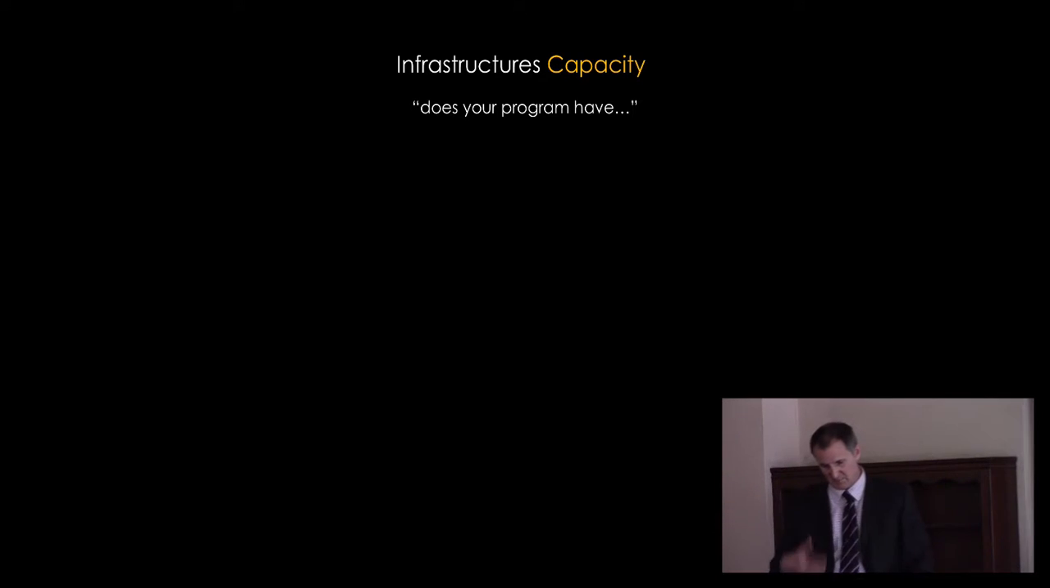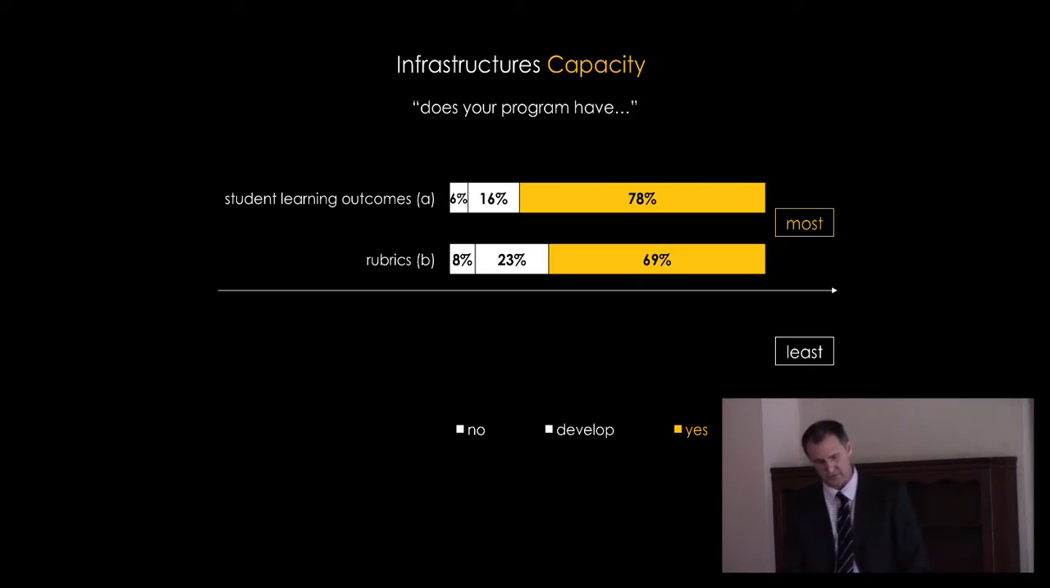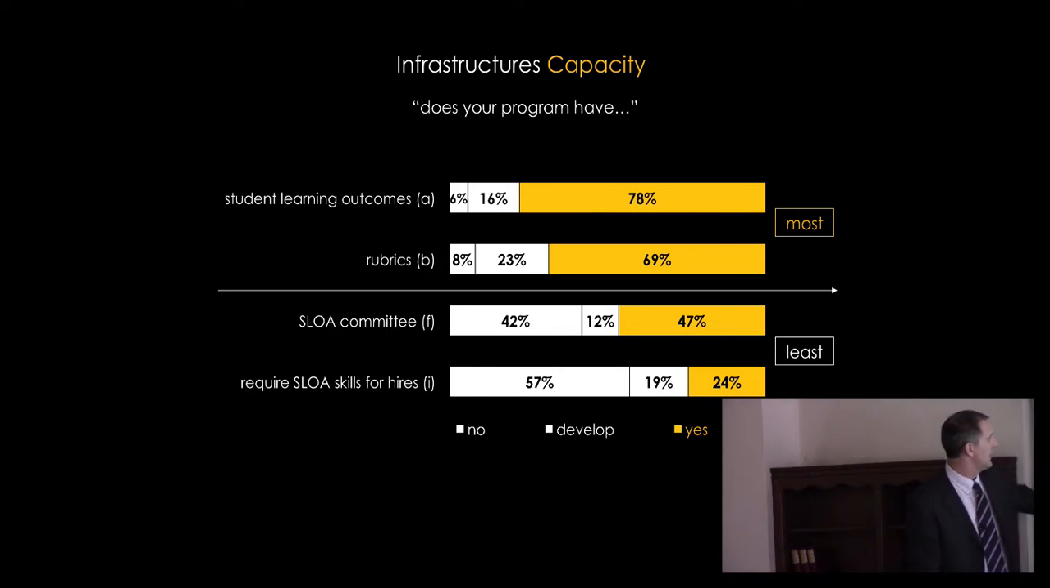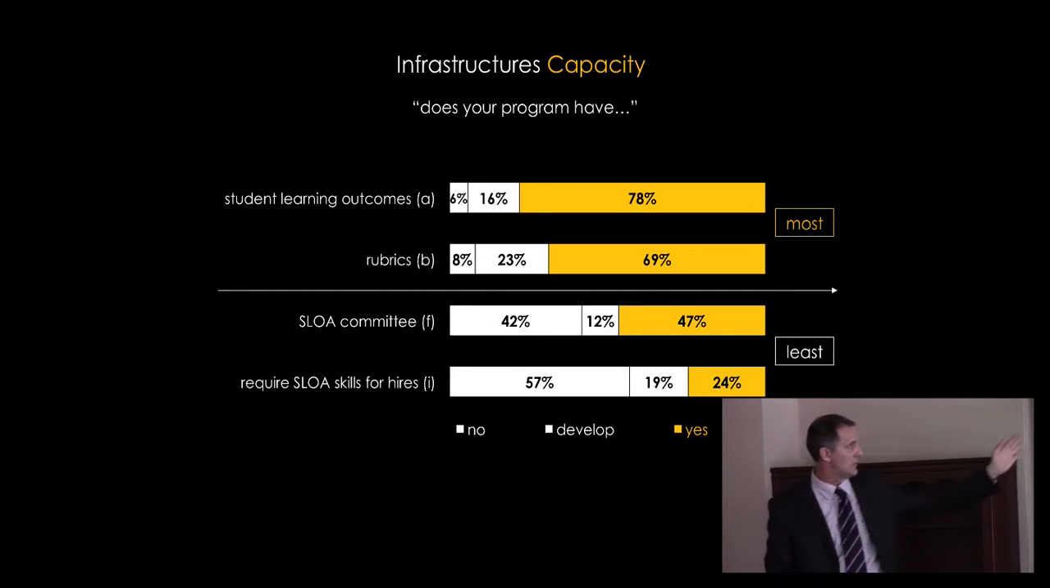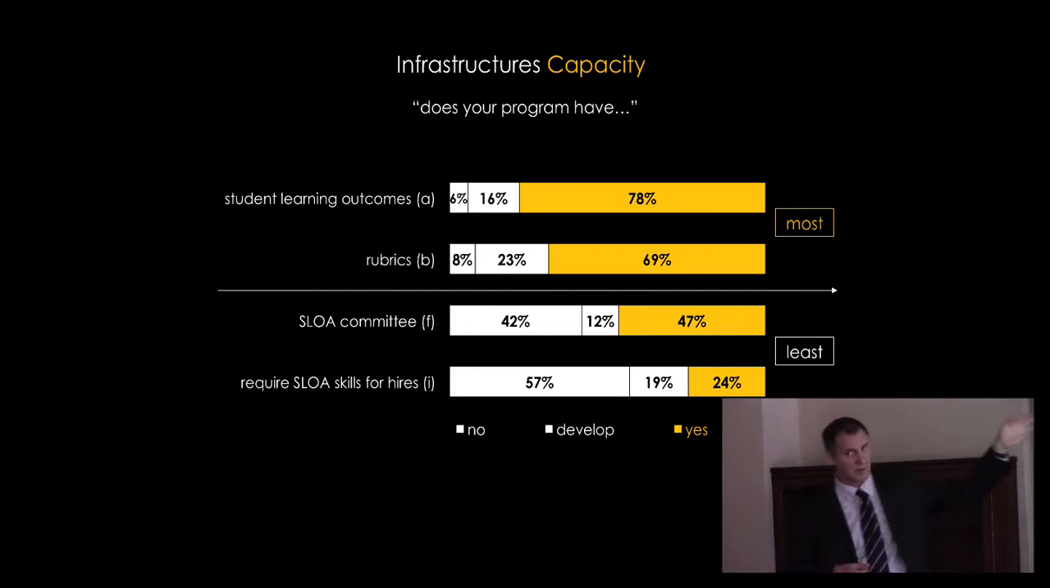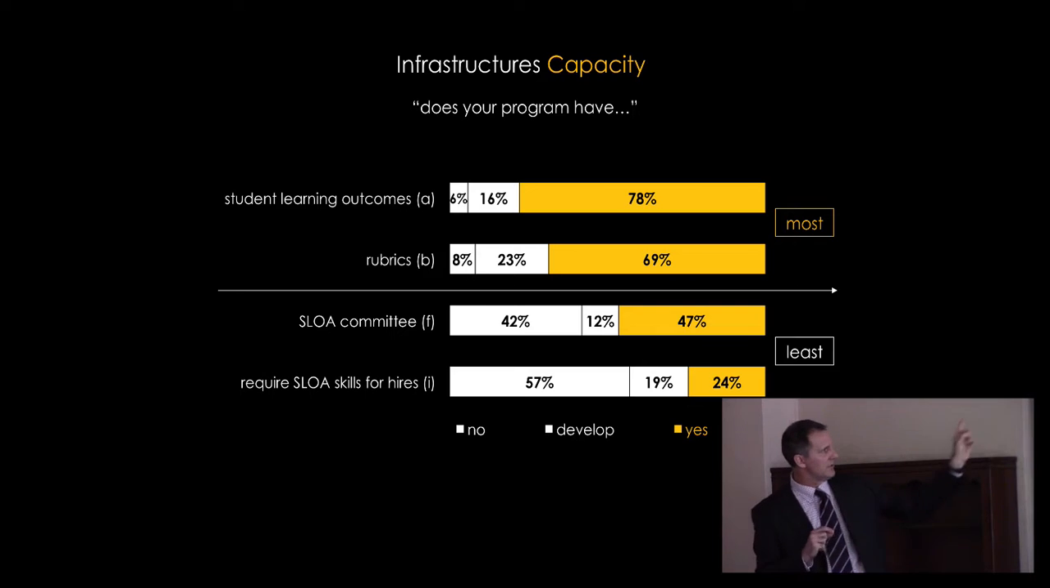So, infrastructures. These are the sort of basic building blocks of assessment, right? Do you have student learning outcomes? Do you have rubrics? Most people have, yes. Do you have an assessment committee? More white. And do you require outcomes assessment skills for hires? Rather less. So again, the claim here is that all of the things that I'm asking about are needed and relevant for useful assessment to ensue. So when you start to get white, you start to reduce the likelihood that assessment is going to be useful.